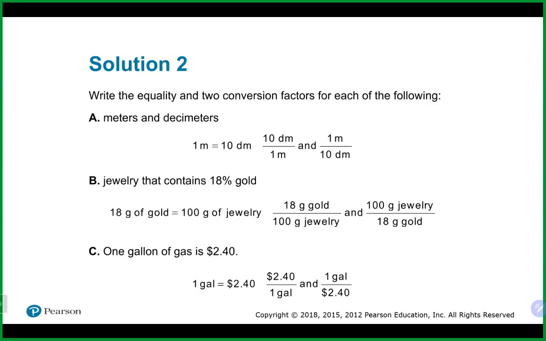So if we look at some of these conversion factors here, we have 10 decimeters is 1 meter, and 1 meter is 10 decimeters. Here again, we have something that contains 18% gold. So we could have 18 grams of gold and 100 grams of jewelry. And 1 gallon of gas is $2.40. You can see when this book was made, right? I don't even think you get any gas for that cheap. It probably was expensive when they wrote it. So 1 gallon is $2.40, or $2.40 will get you 1 gallon.